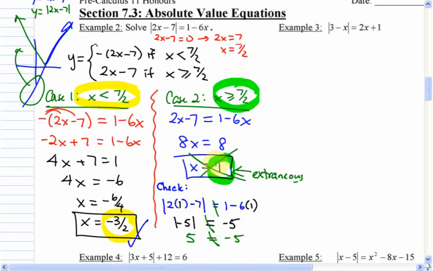Okay, I'm going to circle two more things now. On the right, you said to me, we're looking only at the part of the graph that is greater than or equal to 7 over 2. But my answer here is 1. Is 1 bigger than 7 over 2? No. That's why this doesn't work. It's extraneous. Be careful. Algebra could be deceiving. You need to check. Yes, Megan.